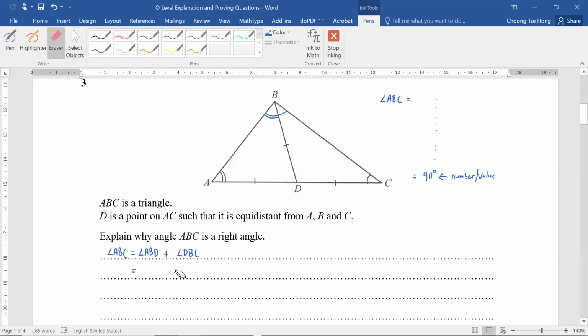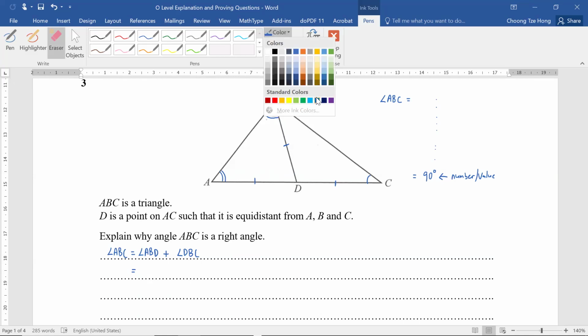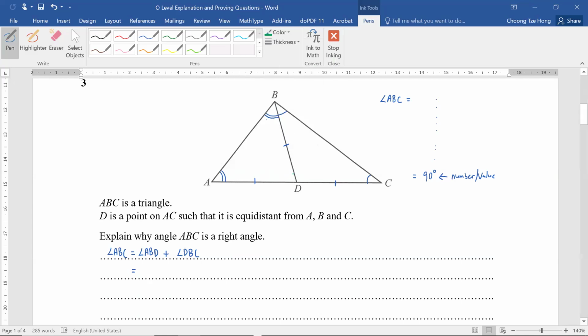This is where you need to turn your attention to the other angle in the triangle. Let me change the color of my marker to green. You see over here there's another angle, right? How can we relate this angle to angle ABD? Over here we have an isosceles triangle, so would you agree with me if I say that if I take 180 minus this angle, and then divide by 2, I will be able to get angle ABD?